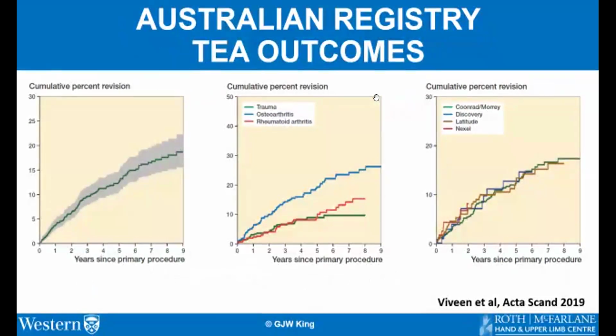Overall, the Australian registry shows significant differences in outcome between the indications for a total elbow arthroplasty. When the total elbow is placed for osteoarthritis, it has a higher failure rate and a lower failure rate when it's used for primary trauma. However, when we look between implants, the failure rate seems to be quite similar, and it's disappointing that we're not seeing an overall major improvement in survivorship with the newer designs.